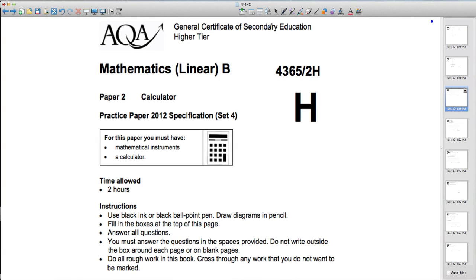Hi there and welcome to another video for the AQA Linear GCSE Higher paper. This is the last video. It's a practice paper for the calculator paper. Let's work our way through it.